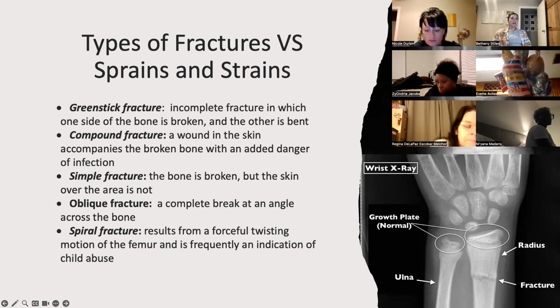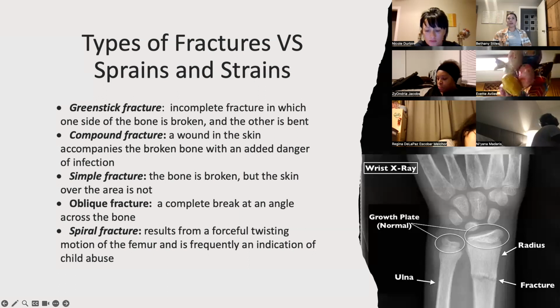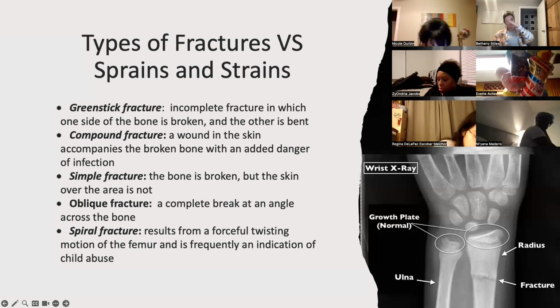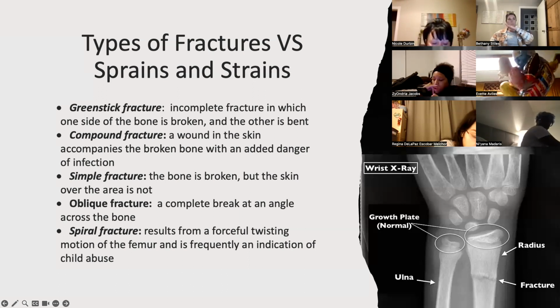You have a compound fracture where you have a wound in addition to your broken bone. So there you're going to have the added danger of infection with that open wound. A simple fracture is where your bone is going to be broken, but the skin is still going to be intact. An oblique fracture is going to be a diagonal fracture on your x-ray. So it's going to be a complete break at an angle across the bone. So you're going to see that nice diagonal line across your x-ray.